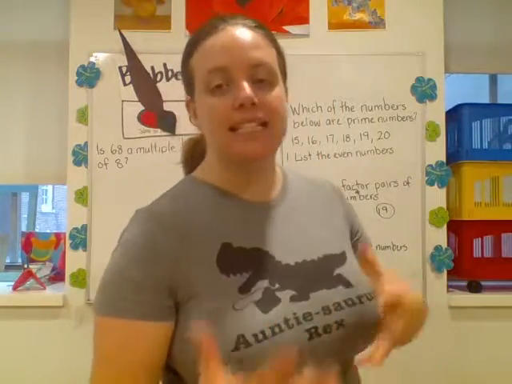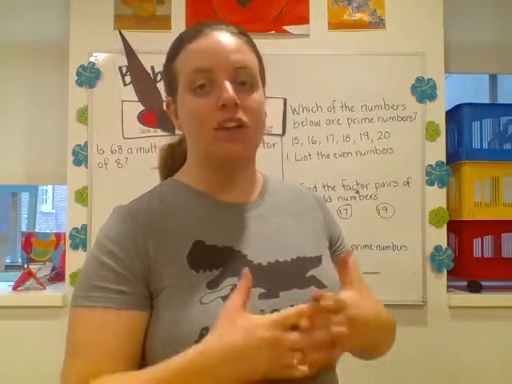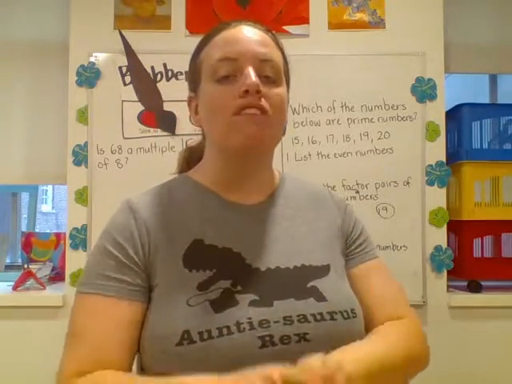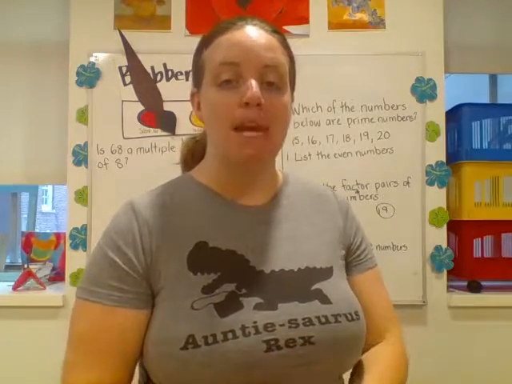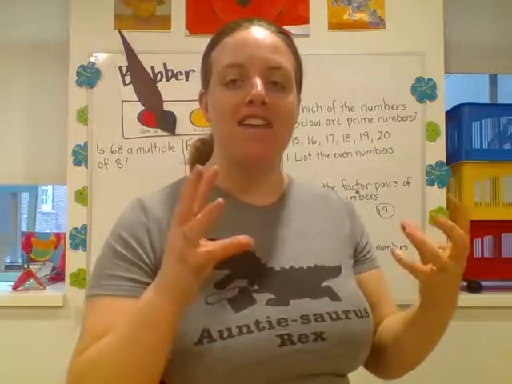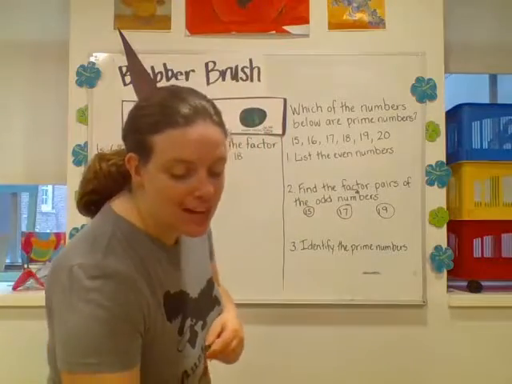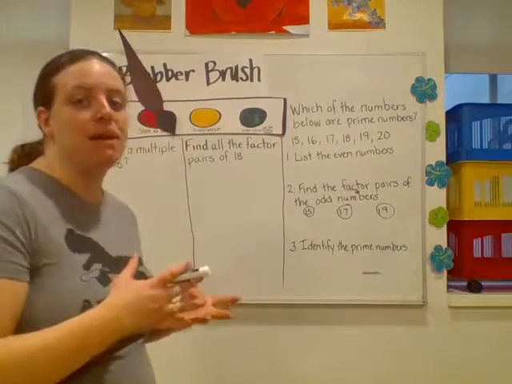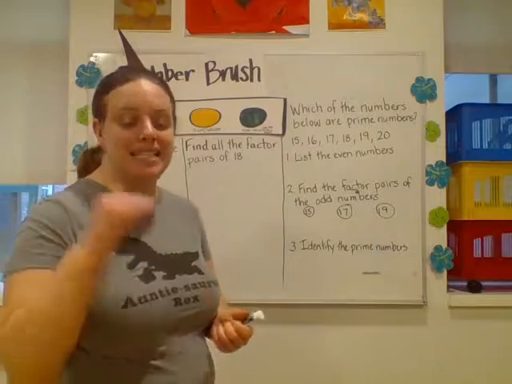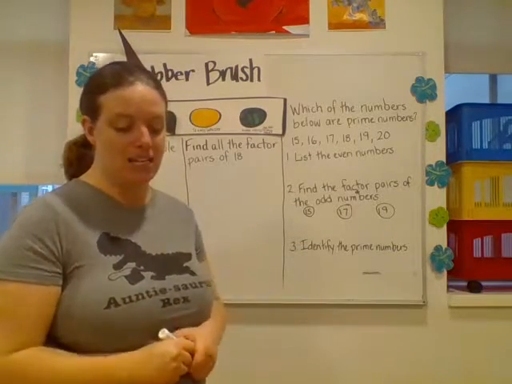So the first example that they give us is they want to find the factor pairs of 18. They are all of the pairs of numbers that we can multiply to equal 18. Remember, factors are the numbers that we multiply together to equal the product. So, to find the factor pairs of 18, the best way we can do this is by making a systematic list. So, we're going to start with 1 and continue.